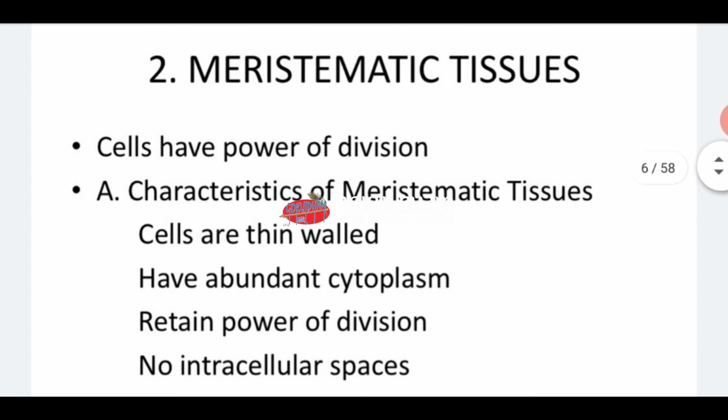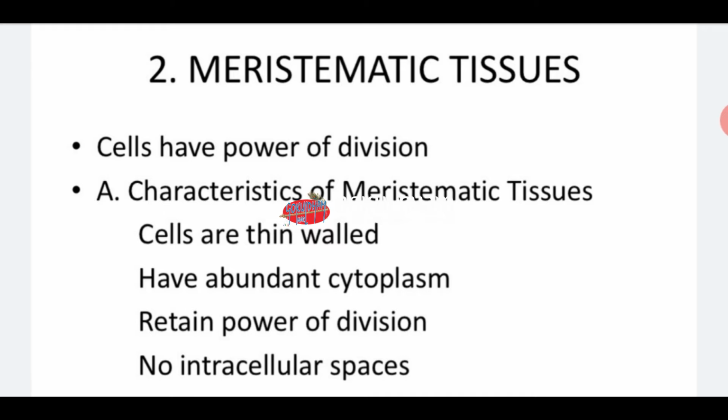Now the second point is meristematic tissue. The tissue which continuously divides is known as meristematic tissue, and it has the ability to divide and redivide. First is the characteristics of meristematic tissue. What are the characteristics of this meristematic tissue?